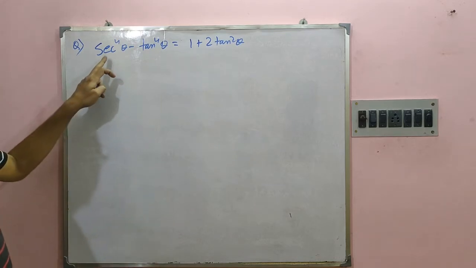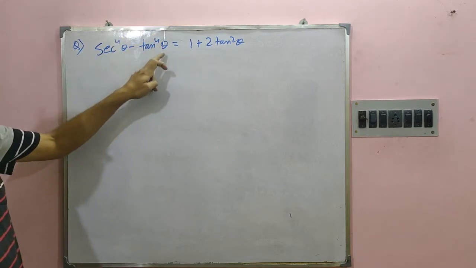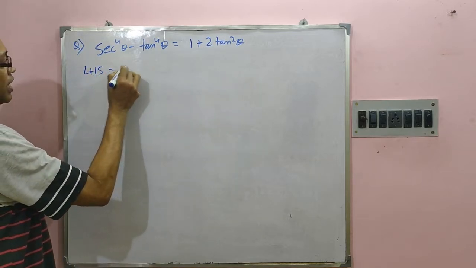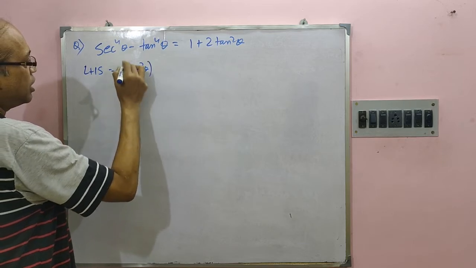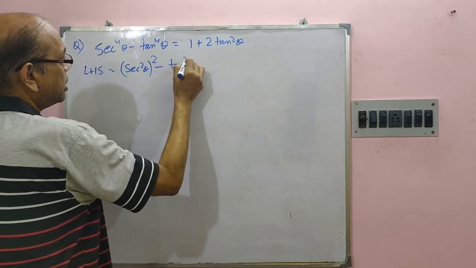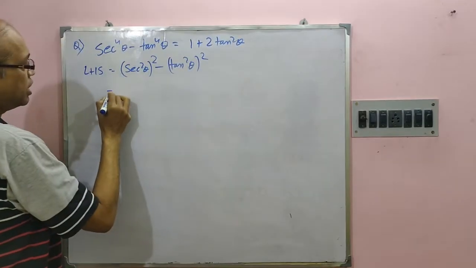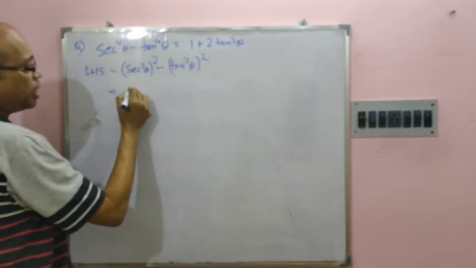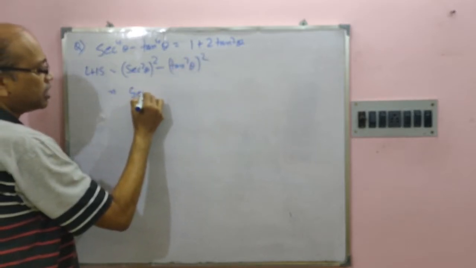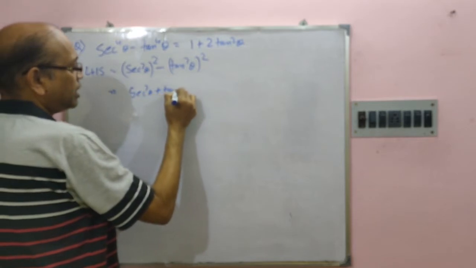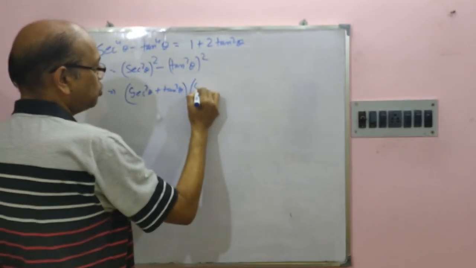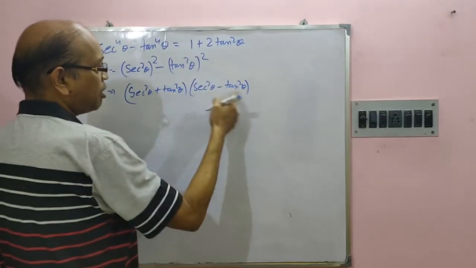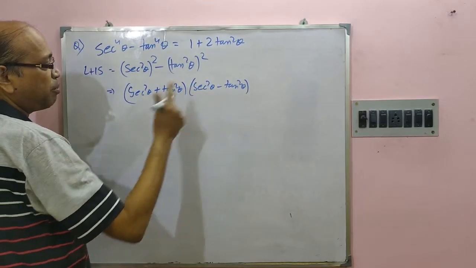The next question: secant to the power 4 theta minus tan to the power 4 theta is 1 plus 2 tan square theta. Left hand side. Can this be written as secant square theta whole square minus tan square theta whole square? Then a square minus b square. What is a square minus b square? It is secant square theta plus tan square theta, a plus b, into secant square theta minus tan square theta, a minus b.